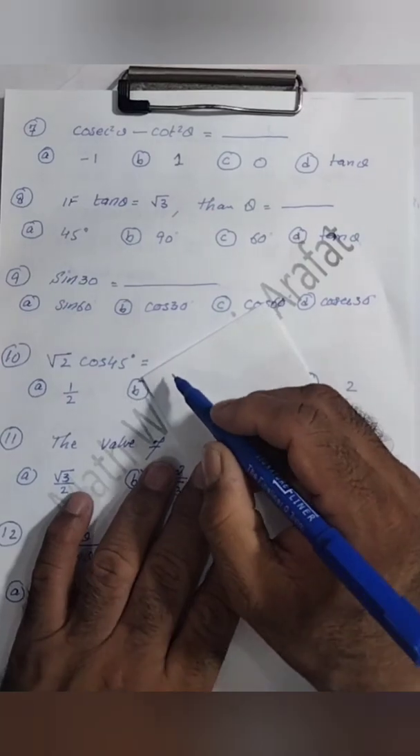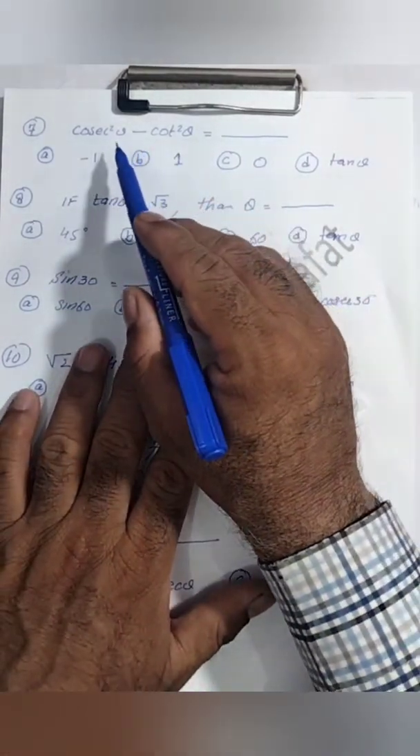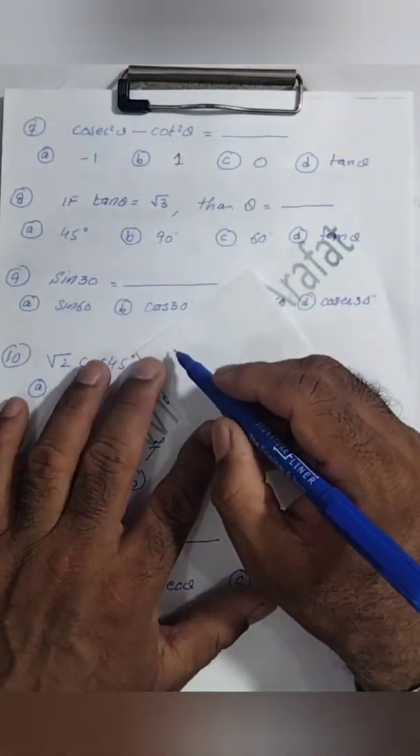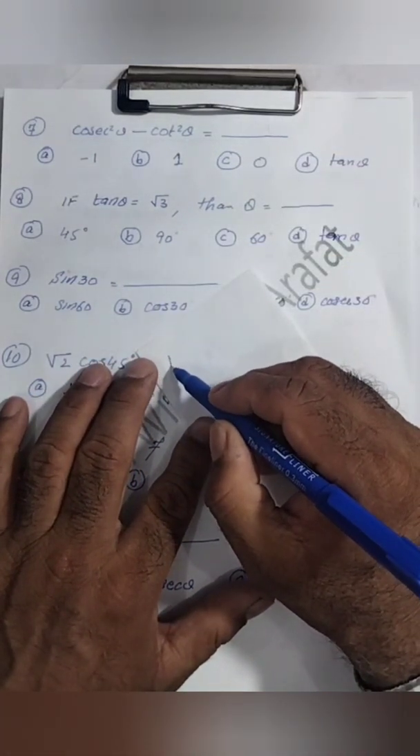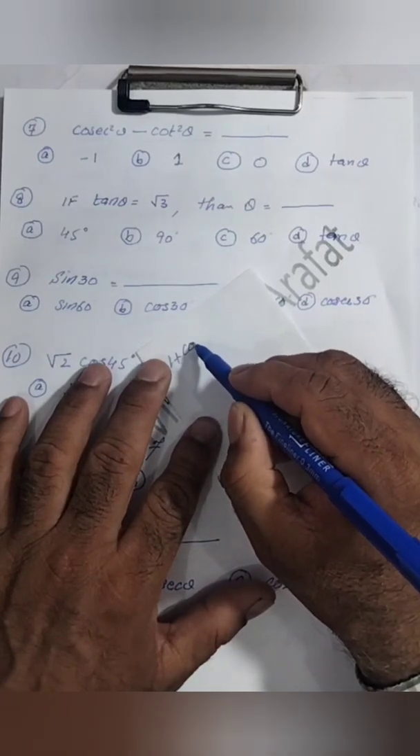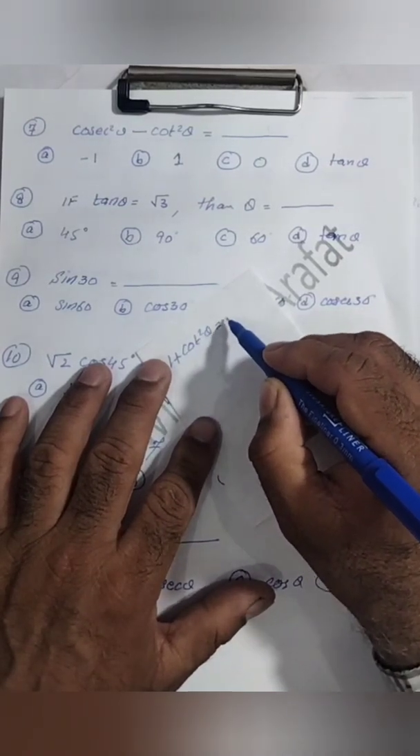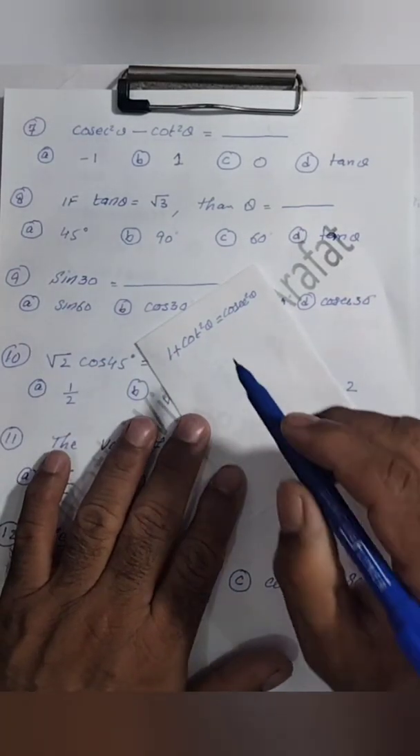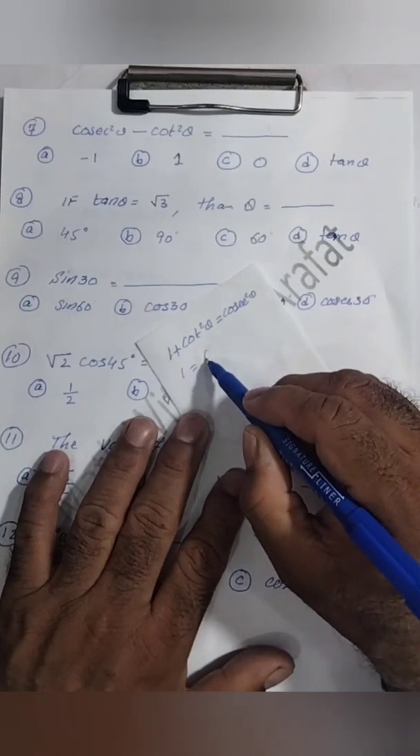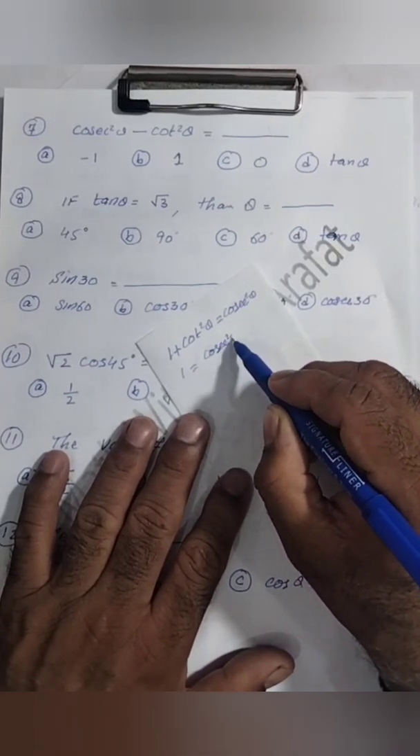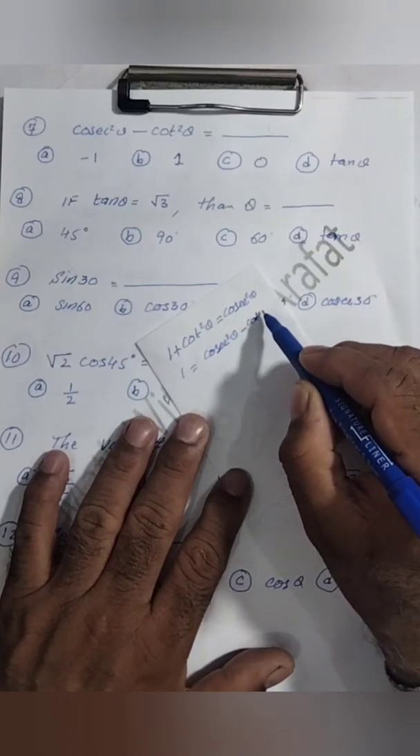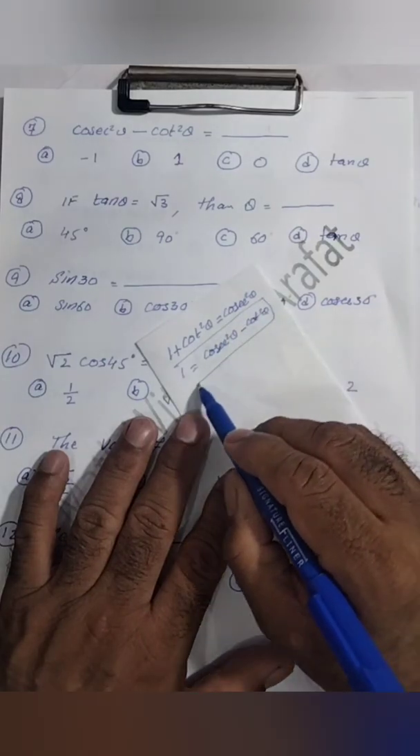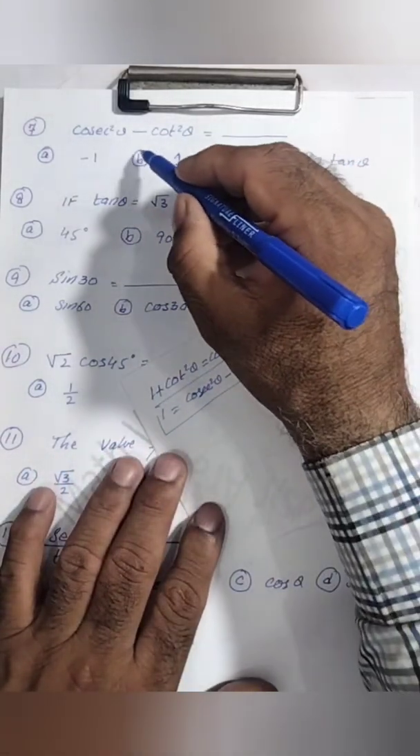Okay students, now come to the seventh MCQ. This is cosec square theta minus cot square theta equals, so we have one basic formula here: 1 plus cot square theta equals cosec square theta. This is the basic formula. So if we shift this term to the right hand side, we get cosec square theta minus cot square theta equals 1, and the correct option is B.